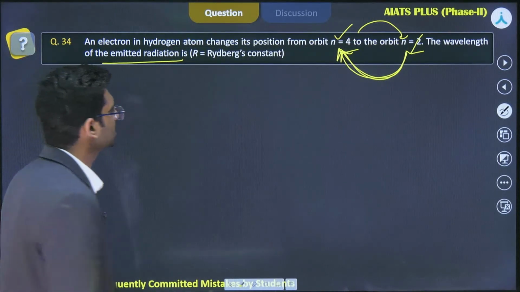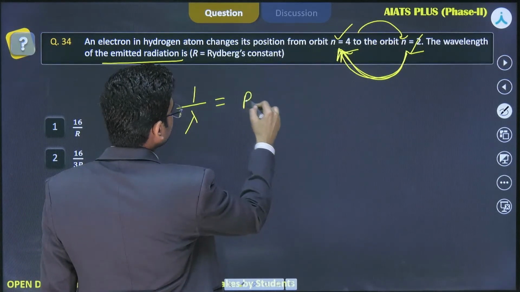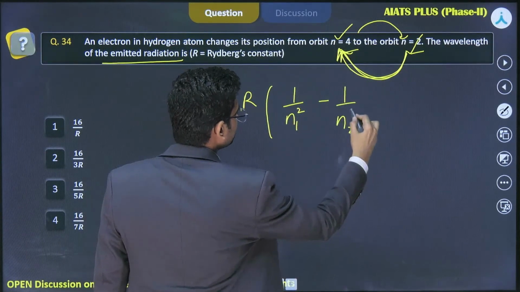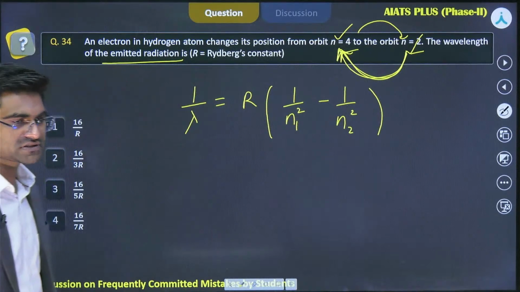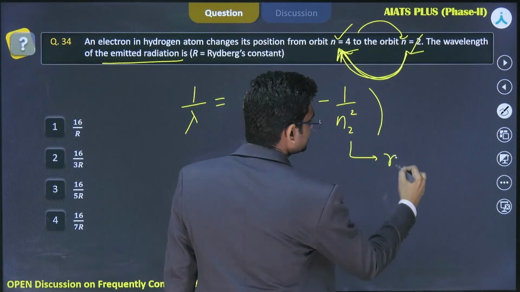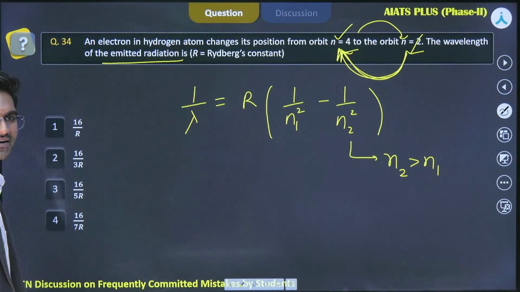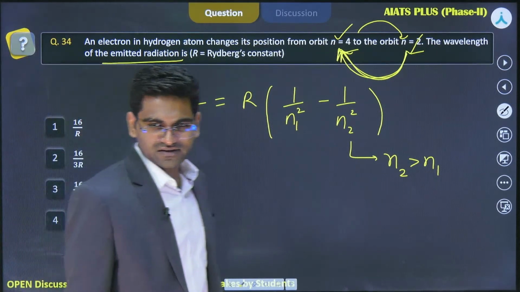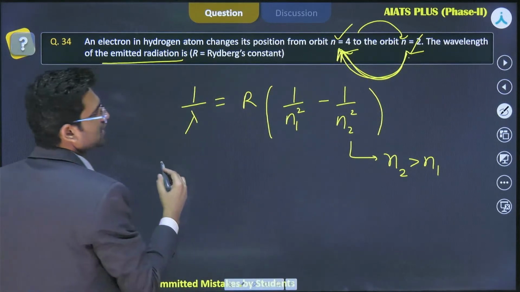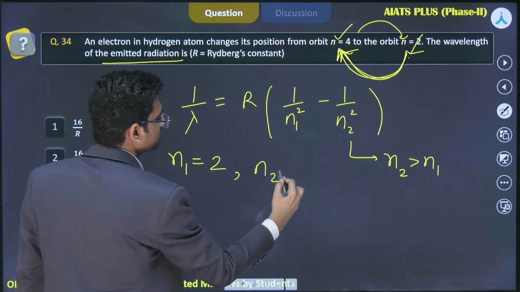The formula is quite simple: 1 by lambda is equal to R times 1 by n1 square minus 1 by n2 square. Now what is n1, what is n2? This is the higher energy state, so n2 is greater than n1. So while transitioning from 4 to 2, I have to write that n1 is equal to 2 and n2 is equal to 4.